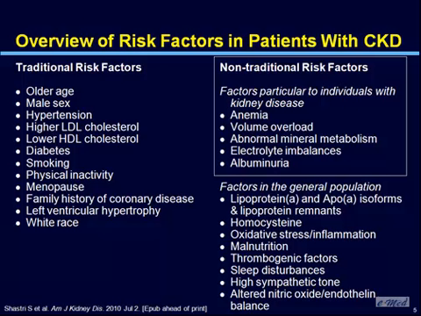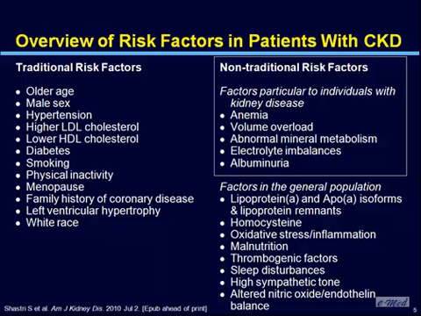On the left side, you see the traditional risk factors. I don't have to elaborate anymore on those risk factors which are well known. On the right side, you will see a list of non-traditional risk factors. Some of them are also very well known, like anemia, volume overload, etc., etc.